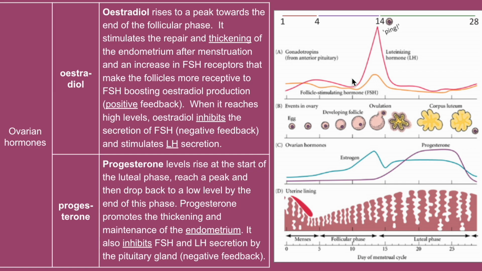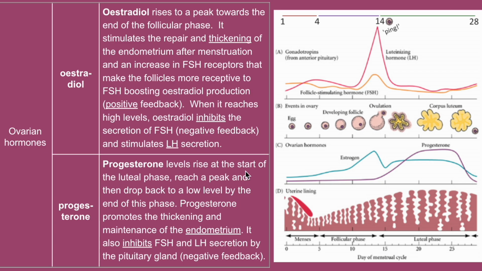So at high levels, we want LH to occur, we want ovulation to occur, and we don't want new follicles to develop because we're about to have ovulation occur and we're hoping that there might be some fertilization during the second half of the cycle.